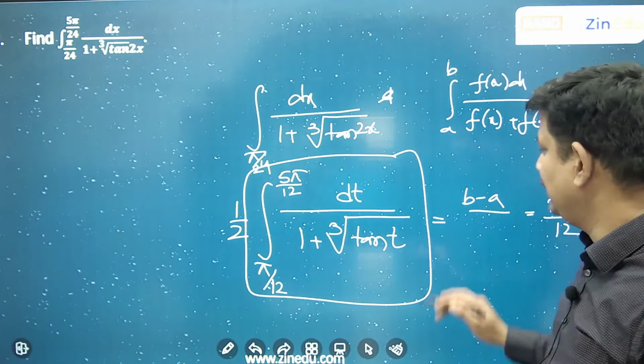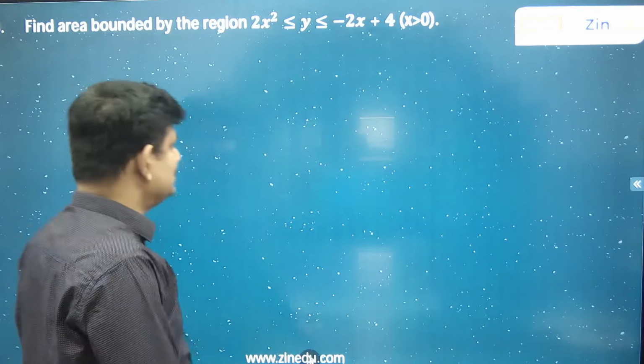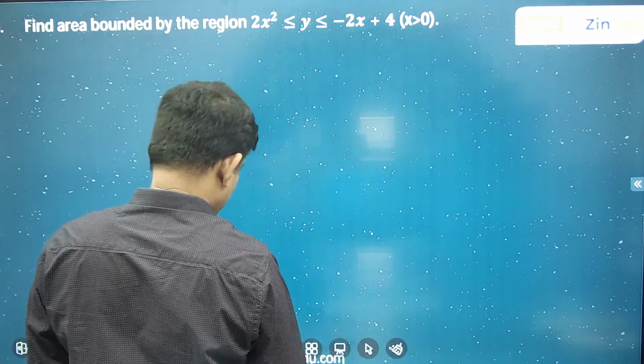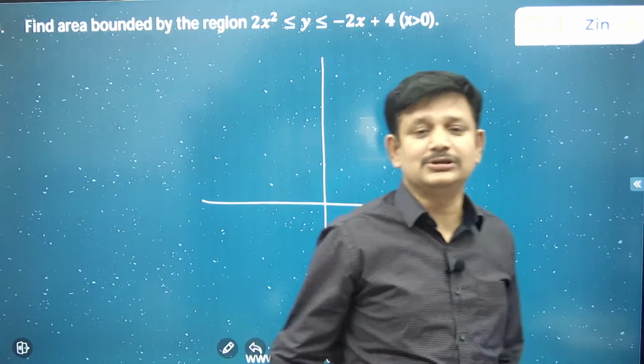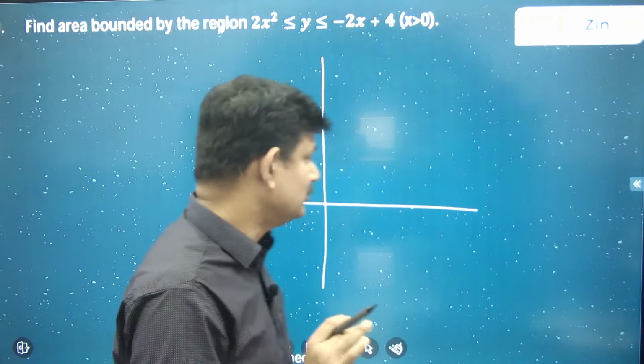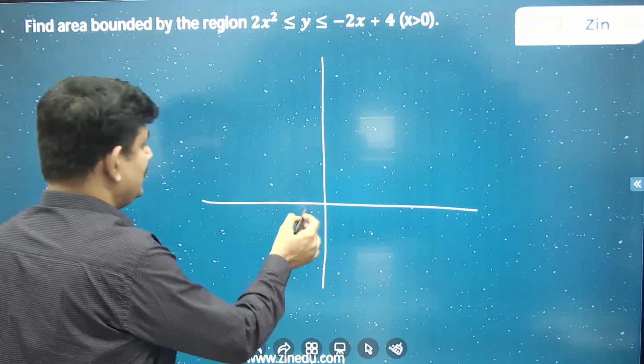Find the area bounded by these two curves. One is a straight line, one is a parabola. See, 90% of the area questions will revolve around lines, parabola and, at the most, circle. 90% of the questions will be around parabola. So, parabola area you have to be thorough. I will also give you a shortcut in finding this area.